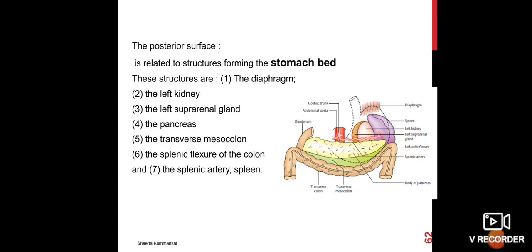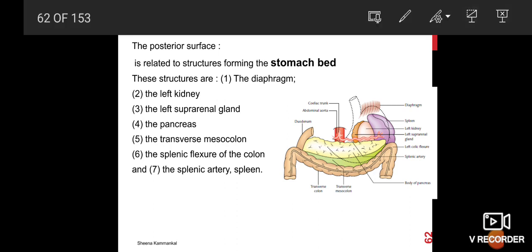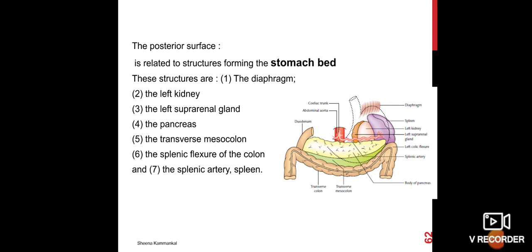Now, the relations of the posterior surface are collectively called the stomach bed, because the stomach is lying over these structures. So the structures present along the posterior part are collectively called the stomach bed. Since the stomach is present on the left side, almost all the visceral organs on the left side form the relation of the posterior surface of the stomach. So the stomach bed consists of the diaphragm, left kidney, and obviously the left suprarenal gland, because the suprarenal gland is present just above the kidney. Then you can see the pancreas, transverse mesocolon.